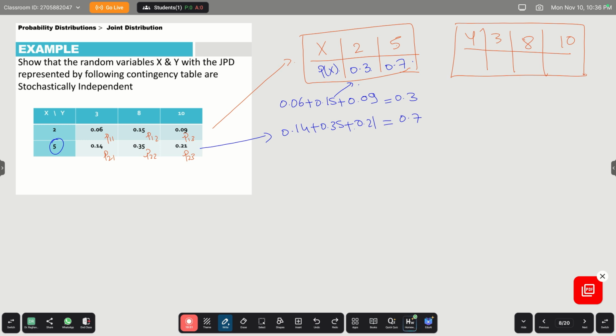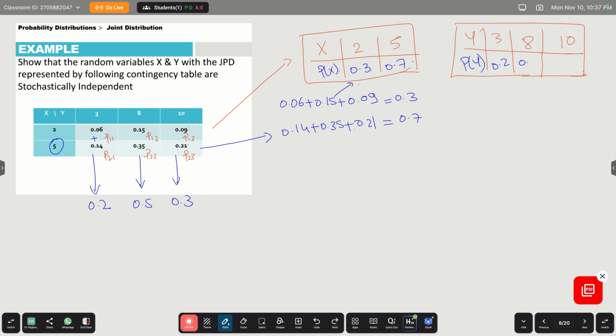And for the marginal distribution of y, let me do it in the contingency table itself. 0.06 plus 0.14. If I add the values in the first column, I'll get 0.2. And the sum of the values in the second column is 0.35 plus 0.15, which is 0.5. And the third column is 0.21 plus 0.09, which is 0.3. So let me fill these values in the marginal distribution of y: 0.2, 0.5 and 0.3. So the marginal distributions of x and y are ready.